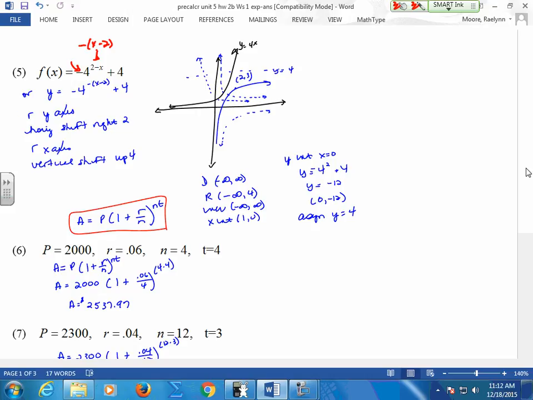So you have to be able to give me all the transformations in order, using the transformation words. Horizontal shift, reflection over the y-axis, vertical shift. And it should make sense when it's done. Okay? And graph this in your calculator one step at a time if you have to.